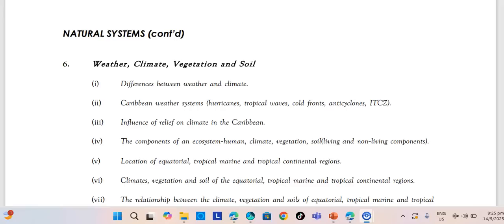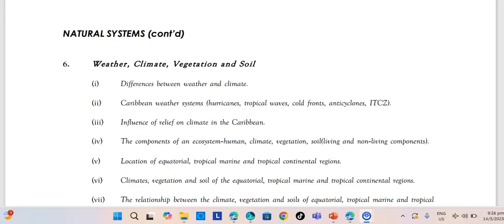Another influence of relief on climate is temperature and height. Higher places are usually cooler. So the farther up you are in the hills, the cooler it is up there. For every 1,000 meters you go up a mountain, the temperature drops by about 6 degrees Celsius. Some mountain areas in the Caribbean are cooler than coastal areas.